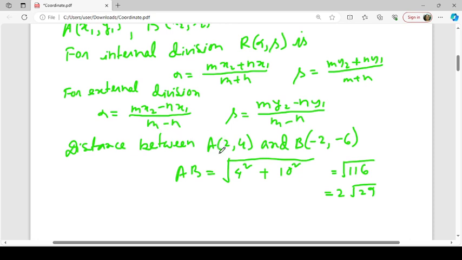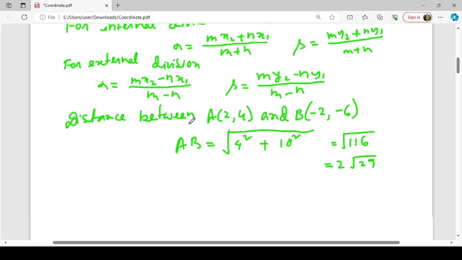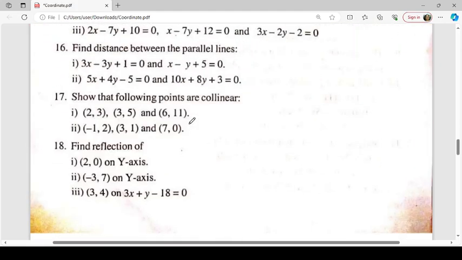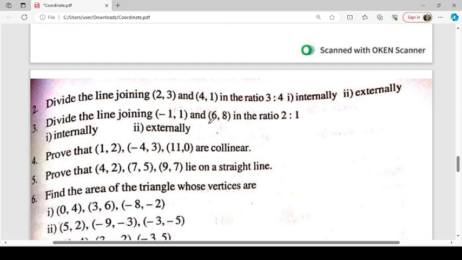Similarly, if we are to find the ratio, suppose some point R is dividing this AB in the ratio say 3:2, then m is 3, n is 2. So just put the values here and we have the coordinates of R. So this is the way to find this. So these are some examples here. Divide the line joining (2, 3) and (4, 1) in the ratio 3:4 internally and externally.